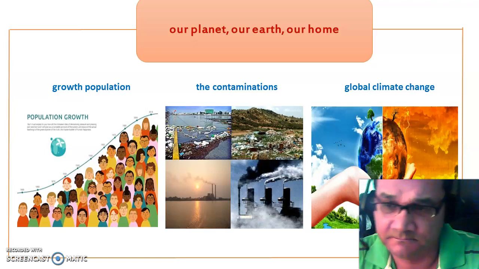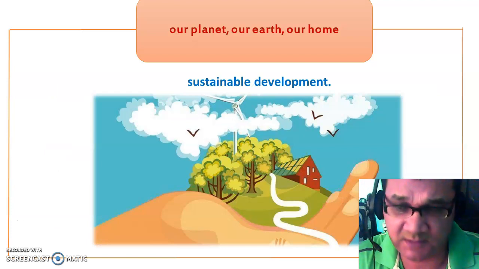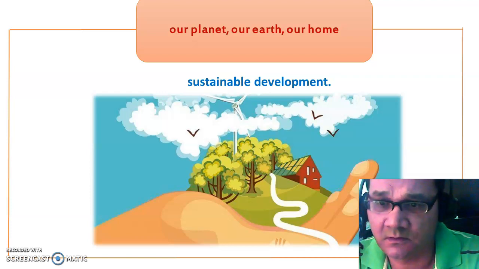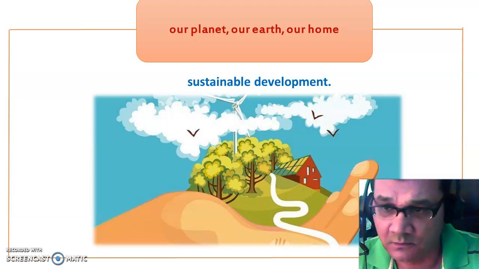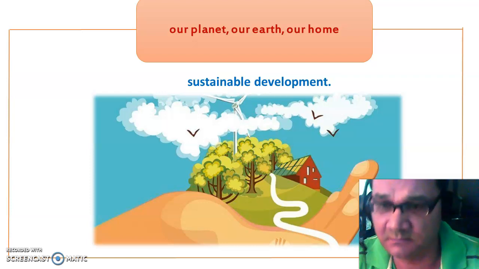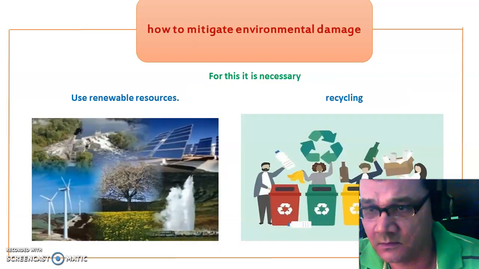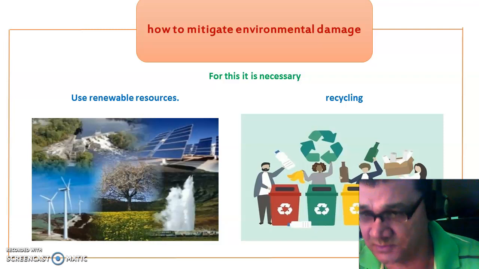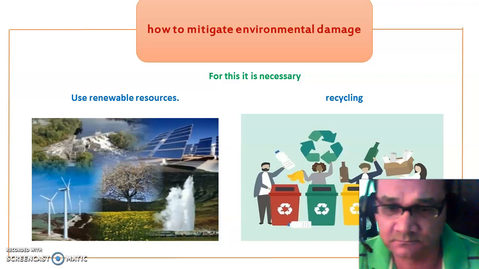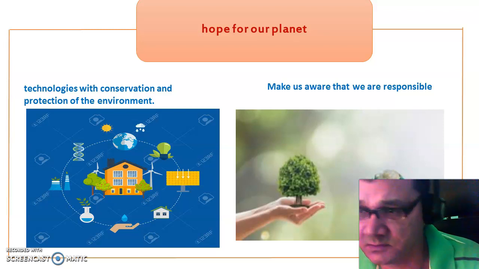It is problematic. There is an urgent need for sustainable development, which is the only way. How to mitigate environmental damage? For this it is necessary to use renewable resources and recycling, and technologies with conservation and protection of the environment.